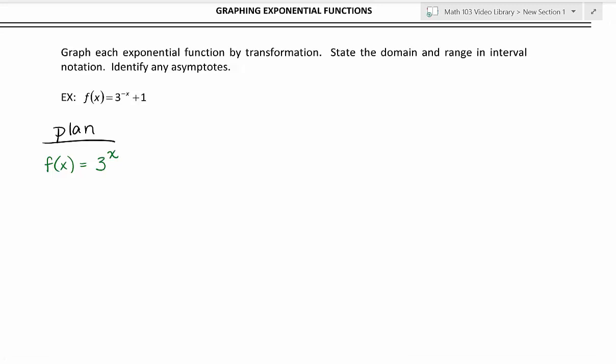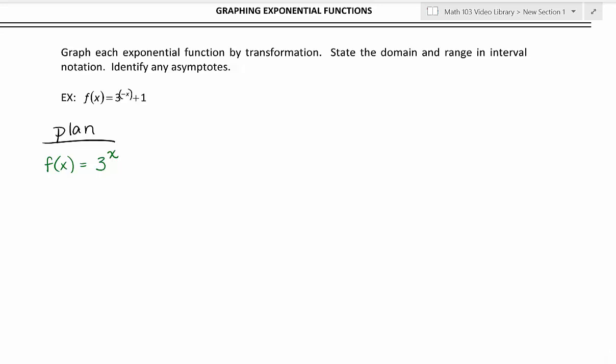Something you need to note, since we're graphing by transformation, the exponent is considered the inside of the function. So you may want to put parentheses around it just to reinforce to yourself that that's the inside function. And now we start looking for our transformations in order. We always start with the inside of the function. There's only one thing happening inside our function other than the x, and that's a negative.